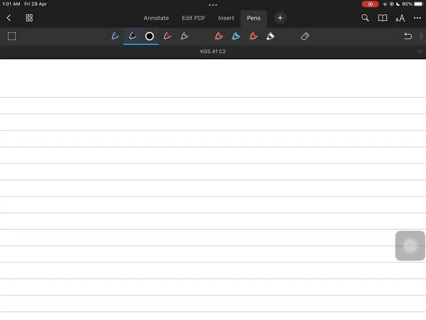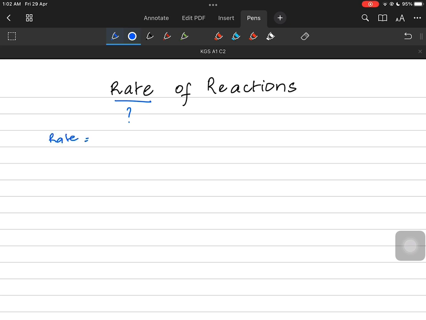So as we head towards our exam, we're going to start rate of reactions today. This has been one of the chapters that has been requested a lot of times by kids, so let's start doing this. What is rate? The word rate can also be used instead of speed or velocity, so these words are interchangeable over here. Rate, speed or velocity of a reaction.